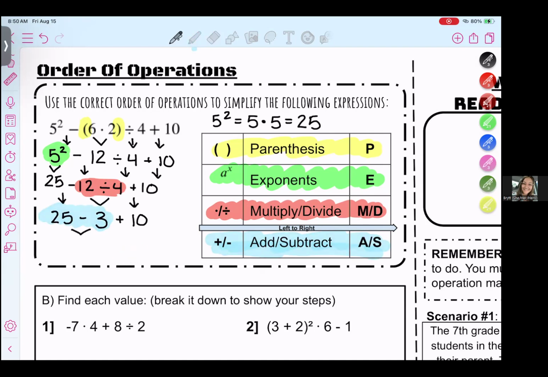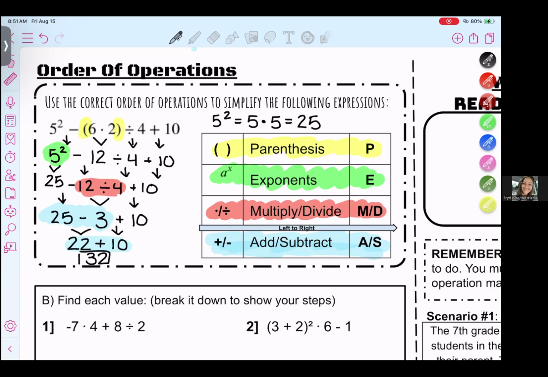So I have 25 minus 3. I have 25 good guys, and I have 3 bad guys. Who's going to win and by how much? We're going to have the good guys win because 25 is bigger than 3. And they're going to win by 22, right? So we should have a positive 22 plus 10 because we bring that down how it's written. And then we're still on that last step of addition and subtraction, and we have addition. So we have 22 good guys and 10 more good guys, which means we have 32. And that would be our answer.